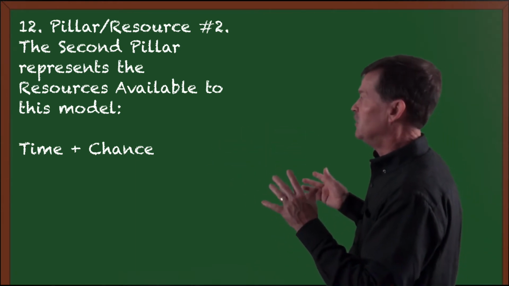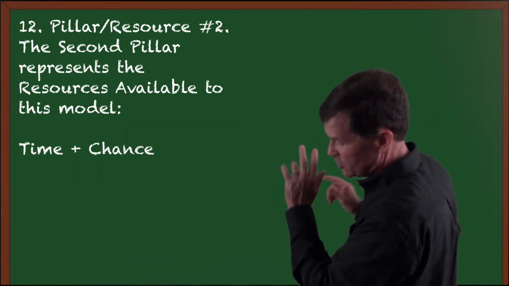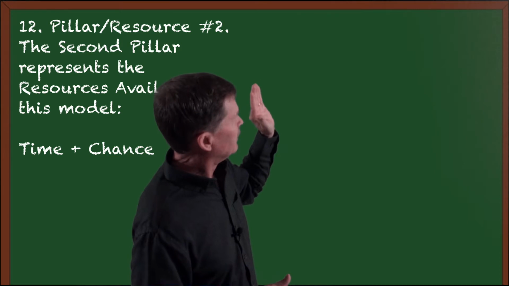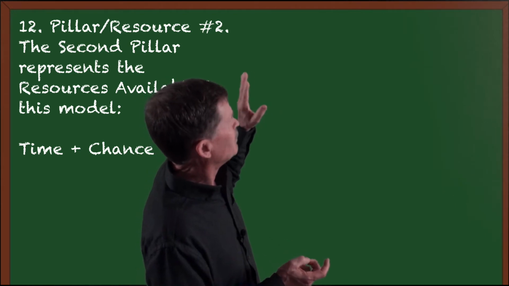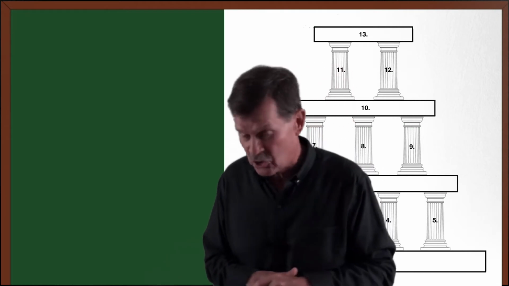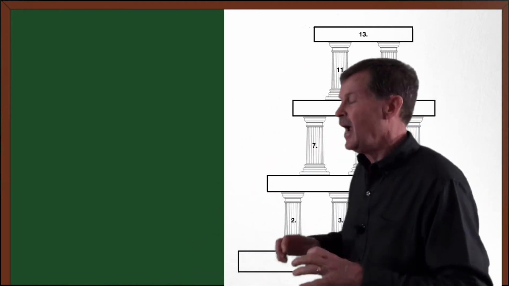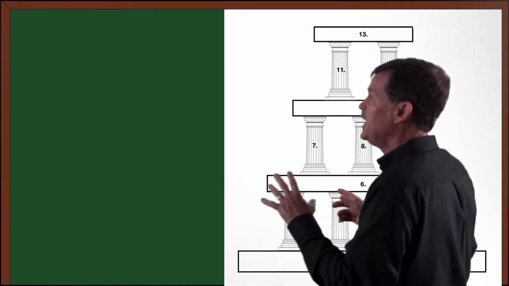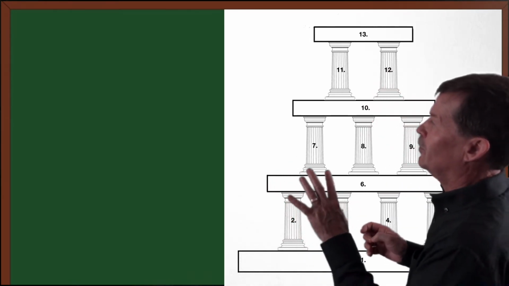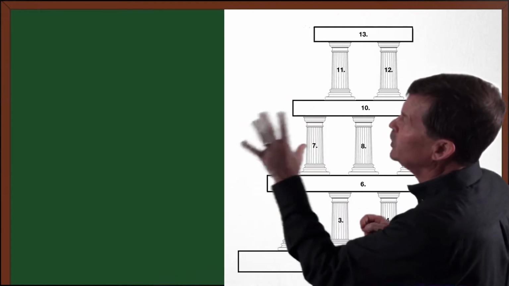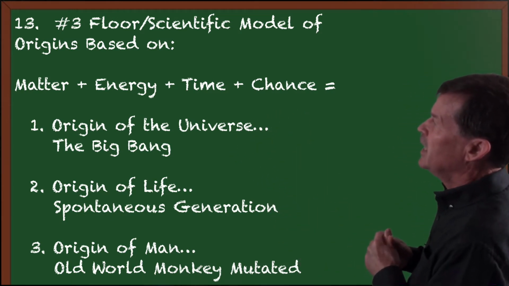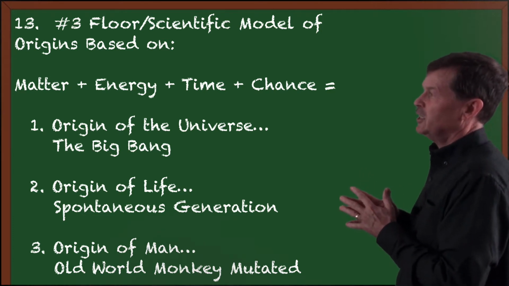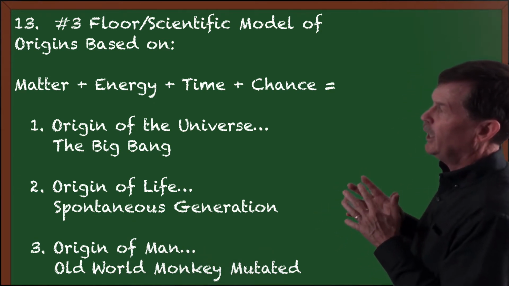And so what we have is two resources of what this model has to explain things by. It's matter and energy combined with time and chance. So that is what this model has to work with. Okay, so now taking those resources based on this model, matter, energy plus time and chance, how would this model, the scientific model of origins, explain the origin of the universe?